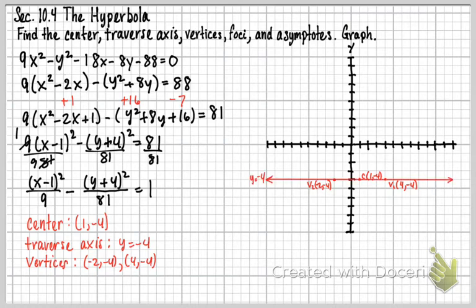Okay, now let's find the foci. So the foci are going to come from that equation. Remember that equation, b squared equals c squared minus a squared?